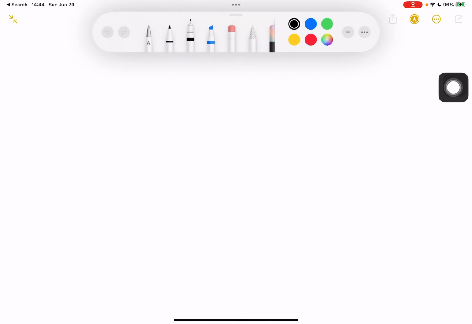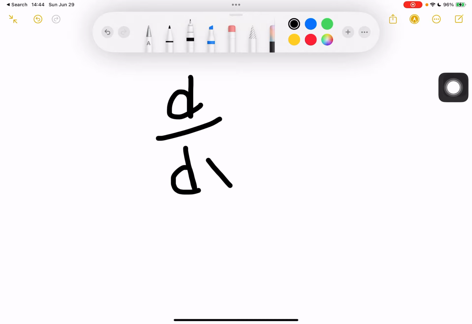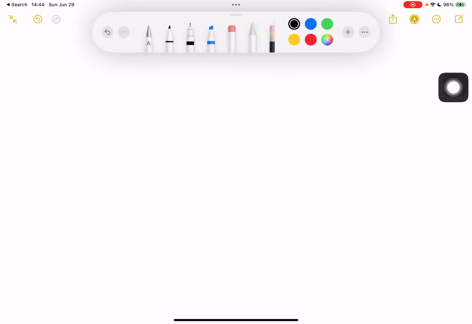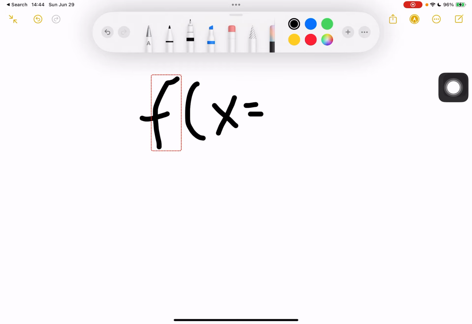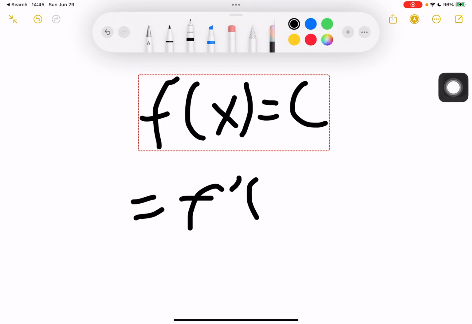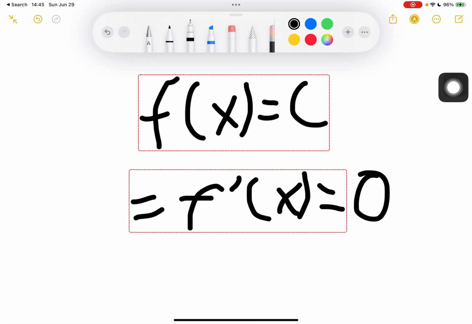Hi guys, today we're gonna learn some derivatives. You can write them like this. So you're gonna find the derivative of c. You can just do f of x equals c. That means f prime x equals 0. So we don't have to worry about it.